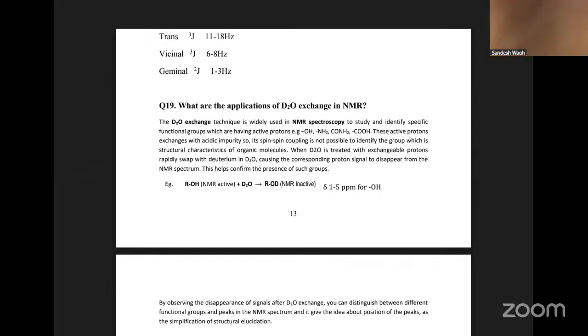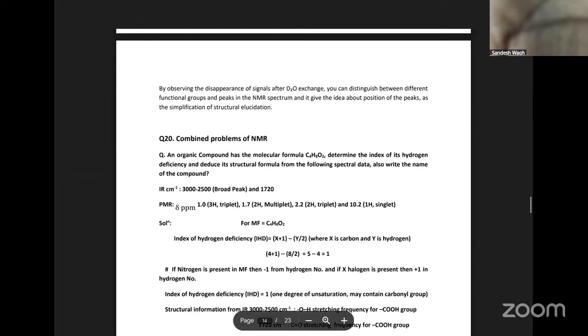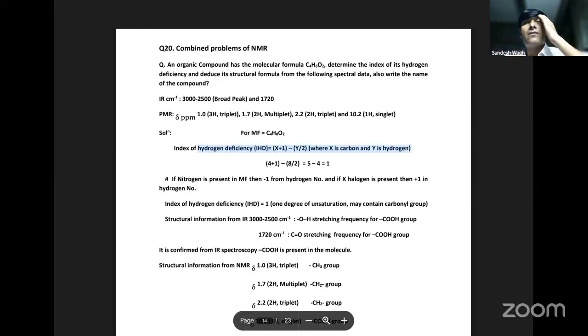Let's move on to the very important topic of combined problems. Now, combined problems. Let me just look at the time. I'll solve a couple of problems, and then we will re-record another lecture also for the remaining ones.